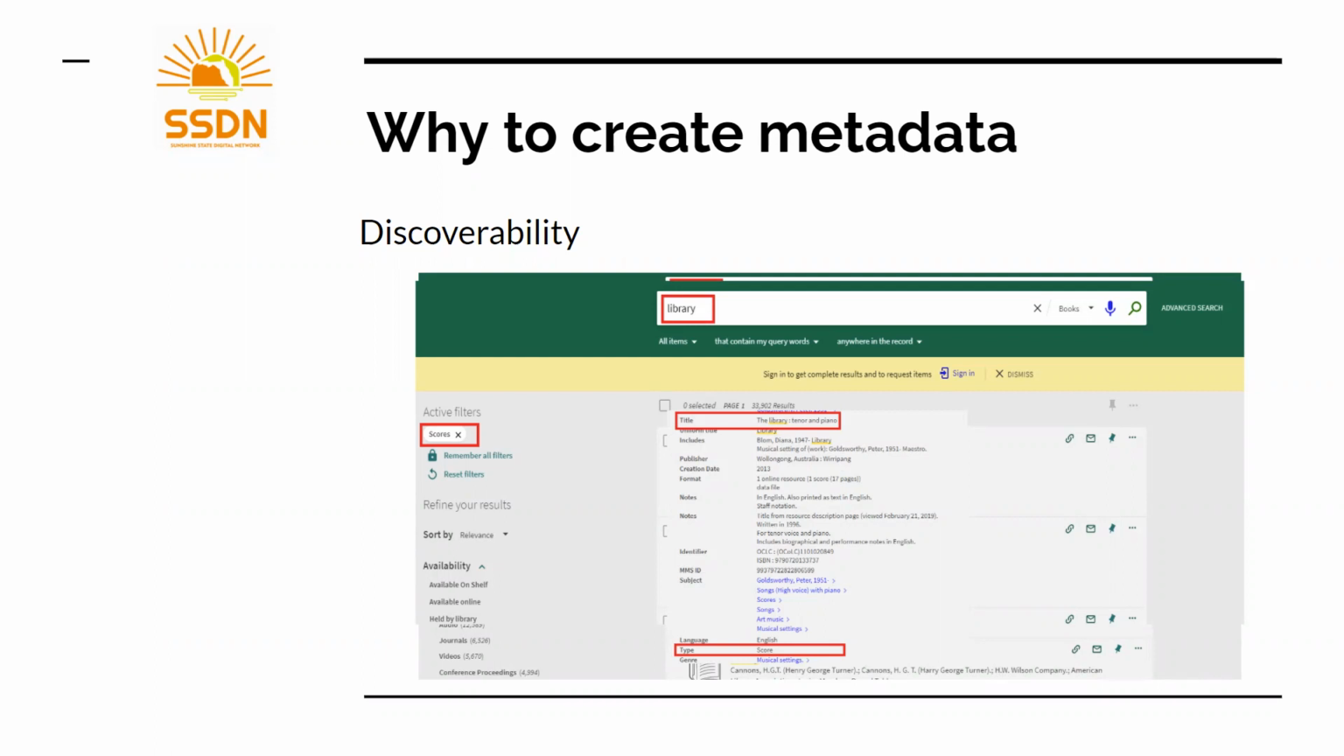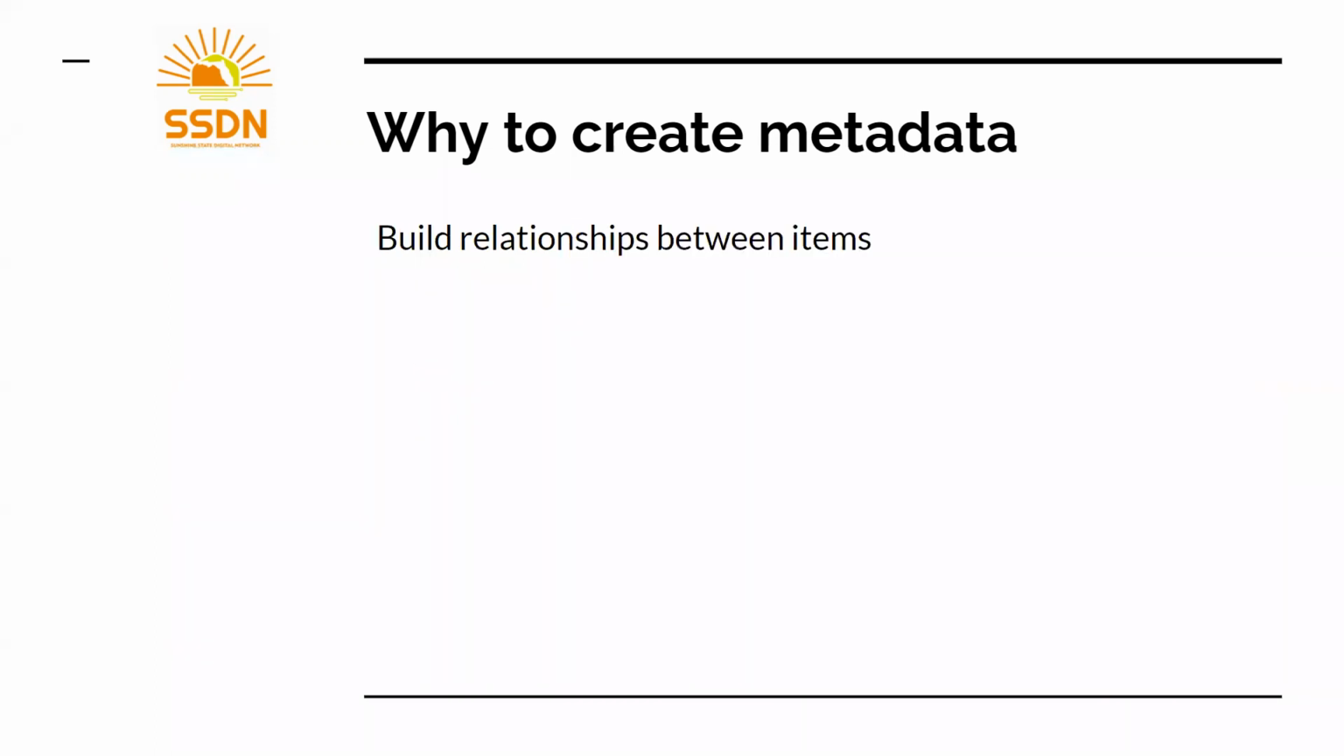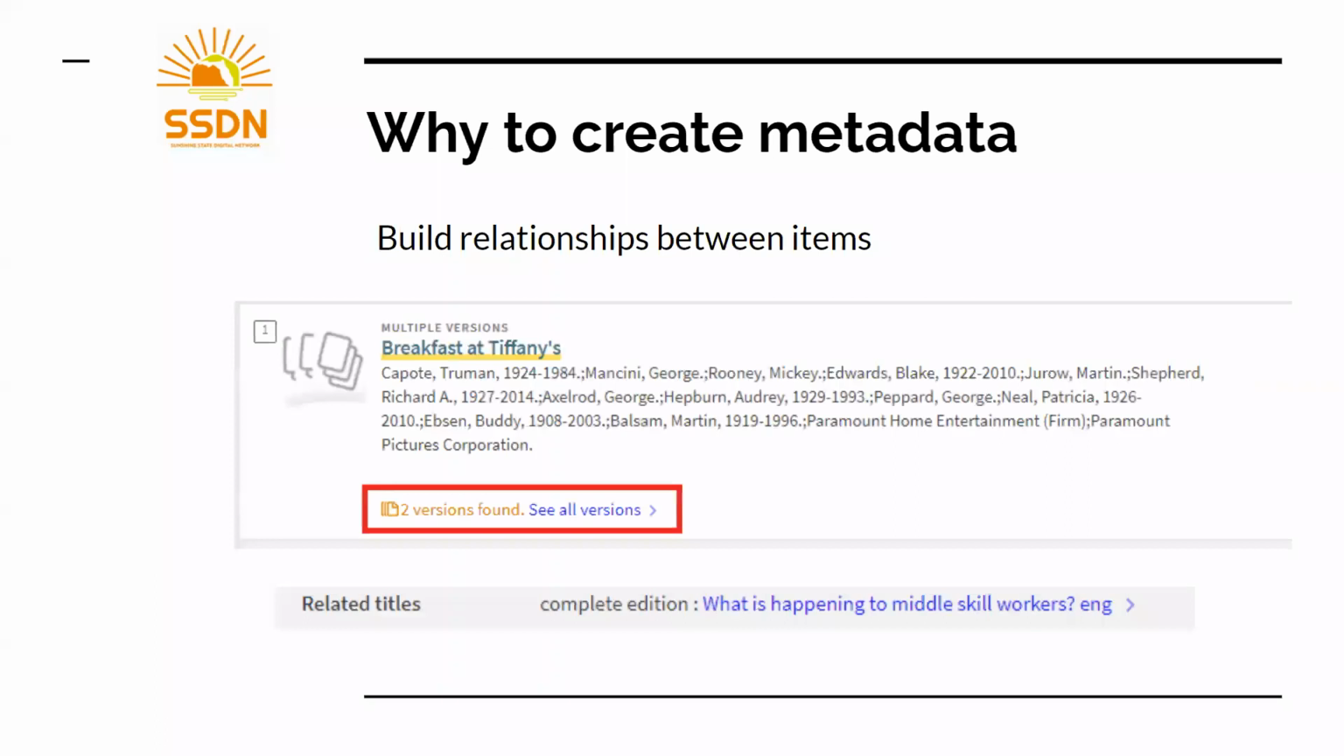And secondly, our next slide, yes. We want to connect items that have some kind of relationships together. For example, there are two versions of Breakfast at Tiffany's. We definitely want to link them together so that the users will see them at one stop and they can pick and choose which version to look at.